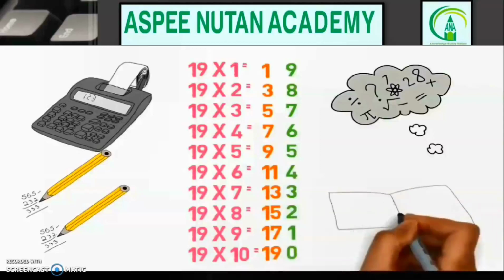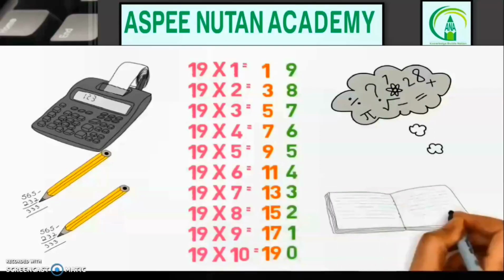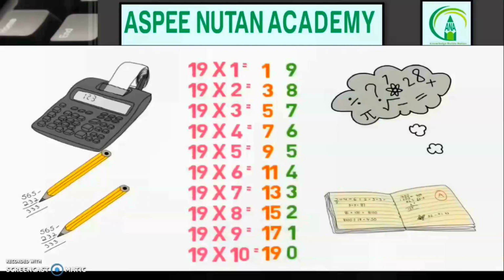That was pretty fascinating, wasn't it? Well, it is rightly said, the only way to learn math is to do math. So I hope you practice these multiplication tricks and have fun with math.